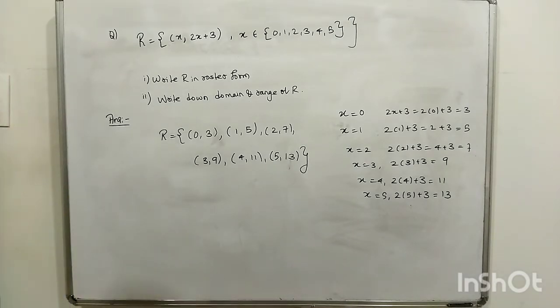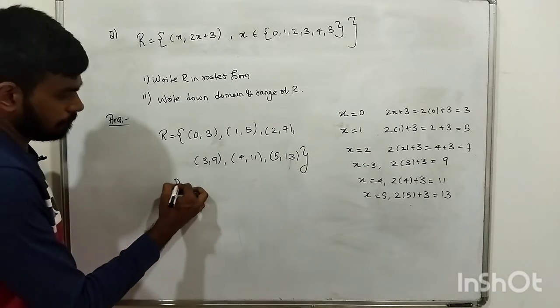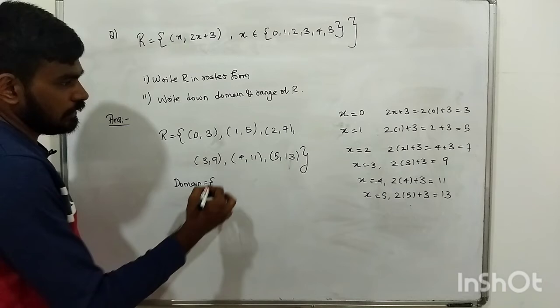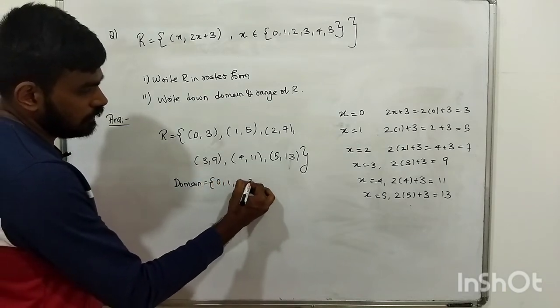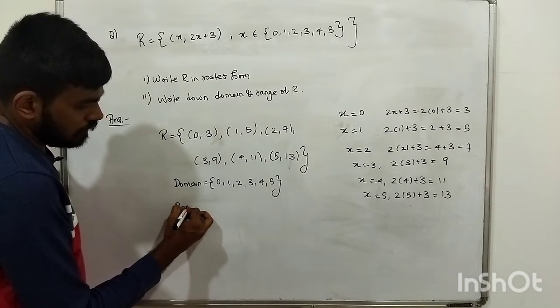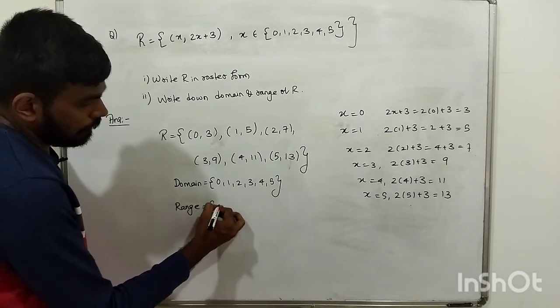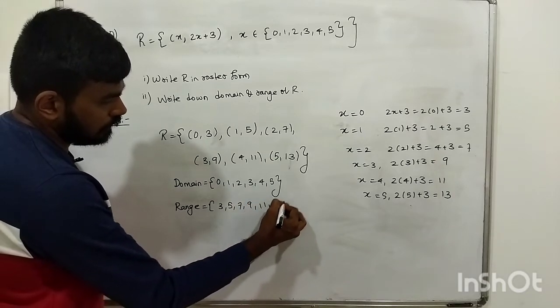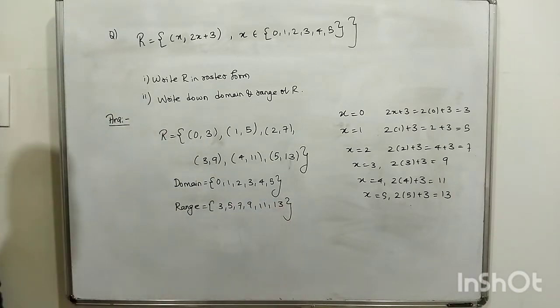So from this, what will be the domain? Domain will be the set of first elements: 0, 1, 2, 3, 4, 5. And range will be these elements: 3, 5, 7, 9, 11 and 13. So this is the answer.